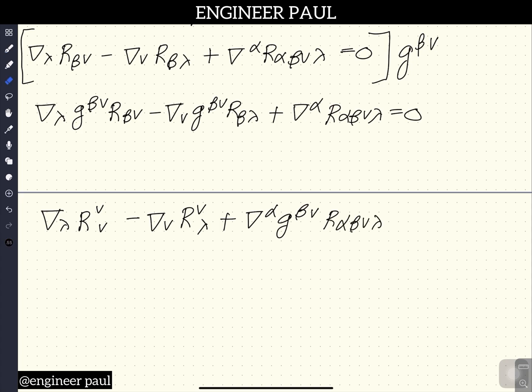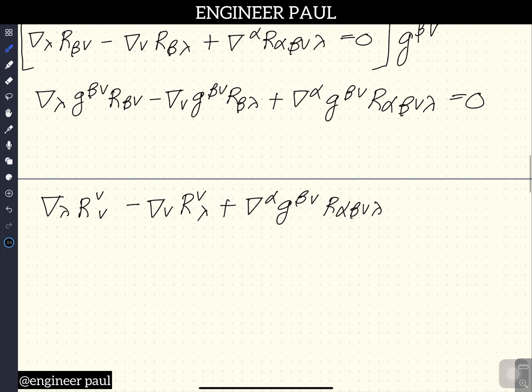Again, there should be a metric here. Okay, so now this should be equal to 0. So, finally, we can see that there is again a contraction of the Ricci tensor right here in the new index. So, that will give us a Ricci scalar.